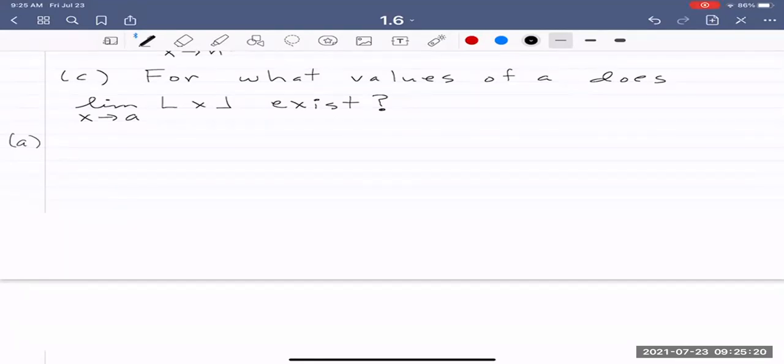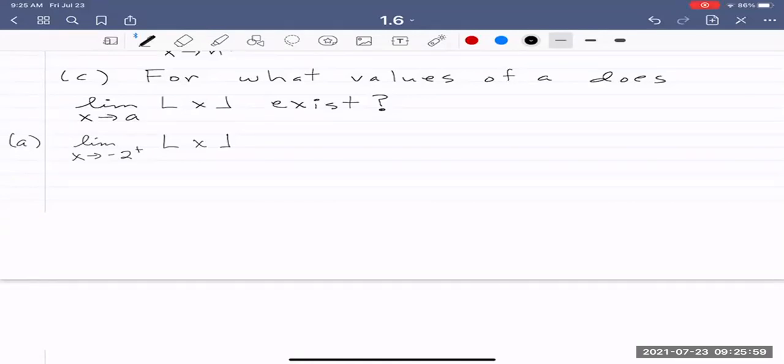I have here, I want to find the limit as x approaches -2 for x's greater than -2 of the floor of x. So first off, let's figure out if x is greater than -2. Well, give me some numbers that are bigger than -2.